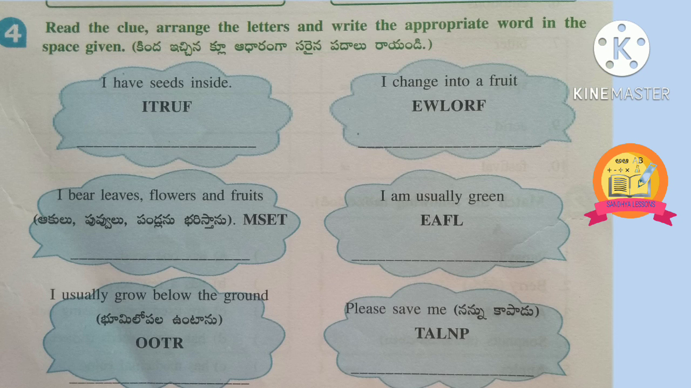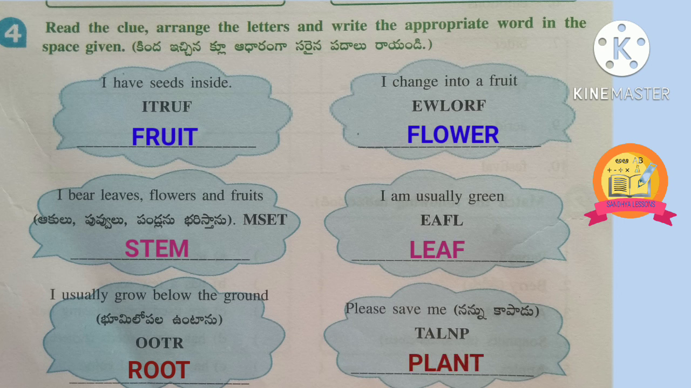Fourth Roman, read the clue, arrange the letters and write the appropriate word in the space given. I have seeds inside. Fruit. I change into a fruit. Flower. I bear leaves, flowers, and fruits. Stem. I am usually green. Leaf. I usually grow below the ground. Root. Please save me. Plant.